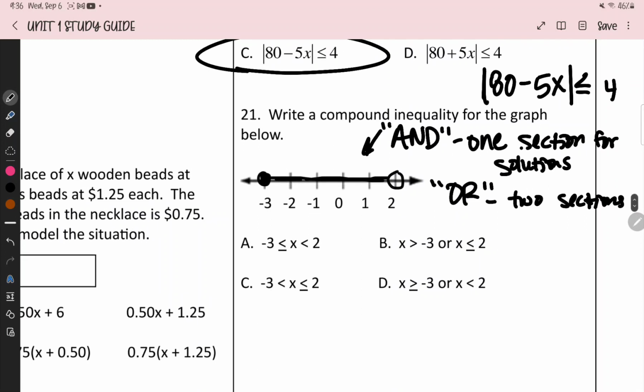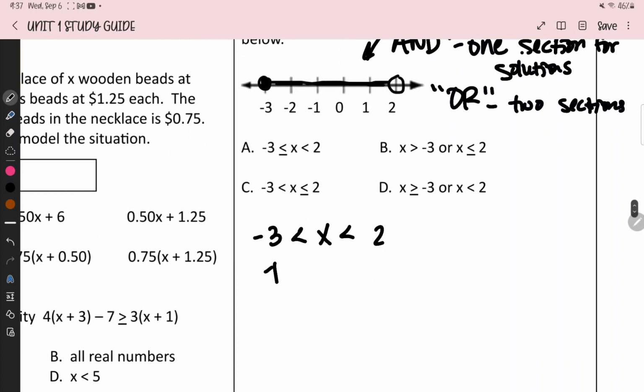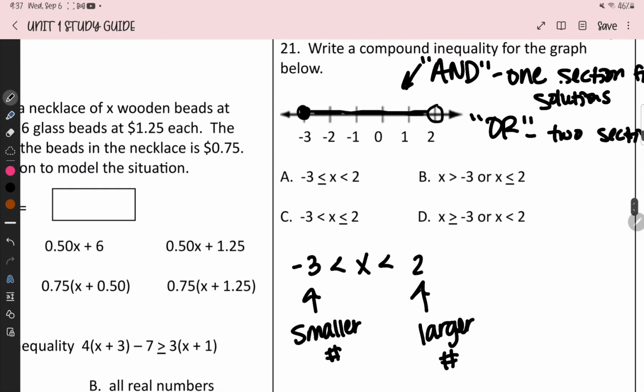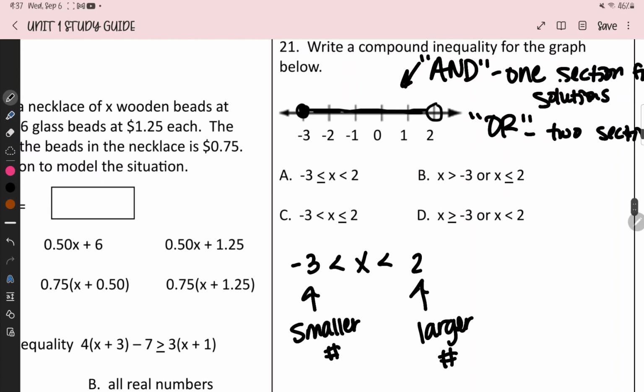Okay, so with this, if I was writing this as an and statement, I would put x in the middle. I'd have my less than signs there around it. And then I just put the smaller number on the left, which is -3. I'm looking at the circles. And the larger number is 2. So again, this is the smaller number, and this one's the larger number. Remember, you're only focusing on the ones that have a circle on them.